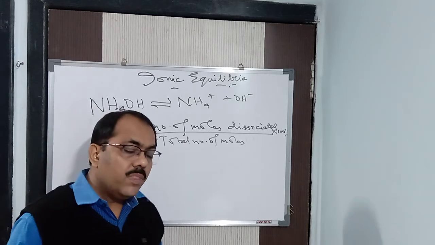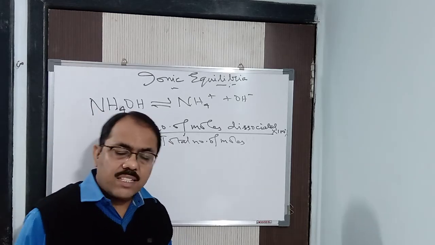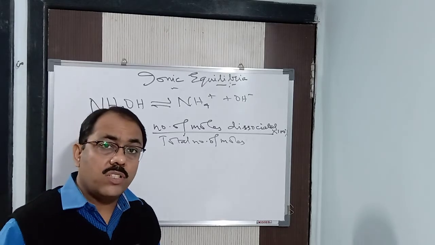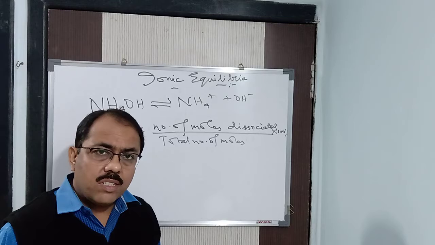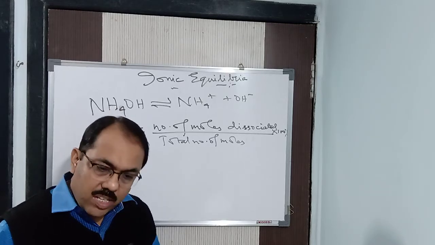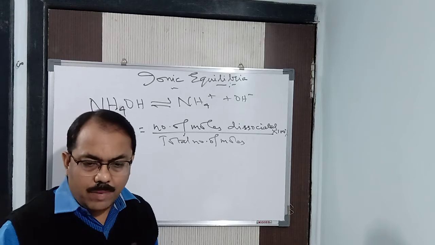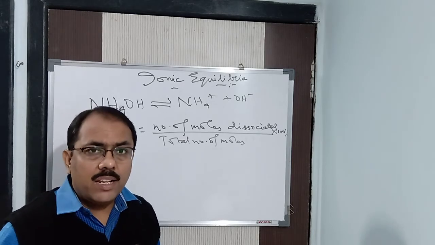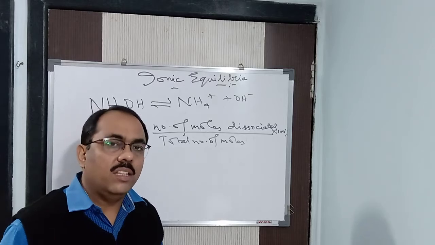Clear? Now, for NaCl, we don't say ionizes. We use the word dissociation. Sodium chloride dissociates into its ions, because in sodium chloride the ions are already there. Sodium chloride is made up of ions only. Na plus and Cl minus combine to form NaCl. So in sodium chloride, ions are there, but the ions are not free.